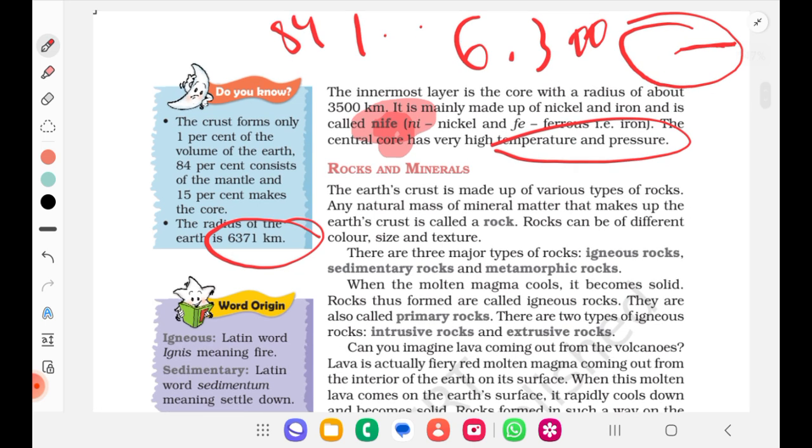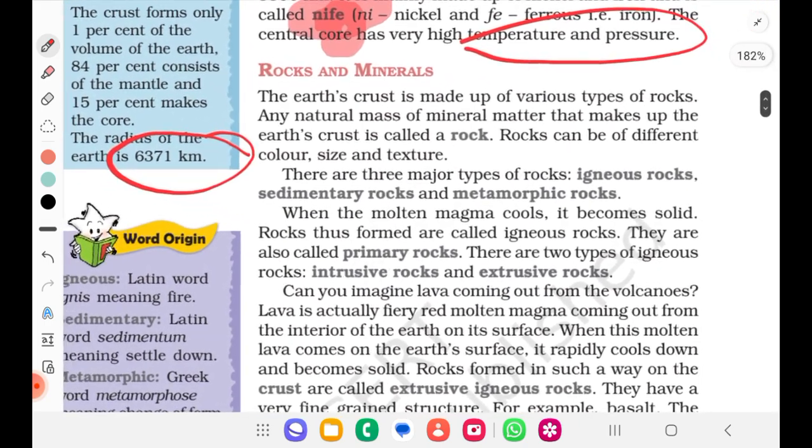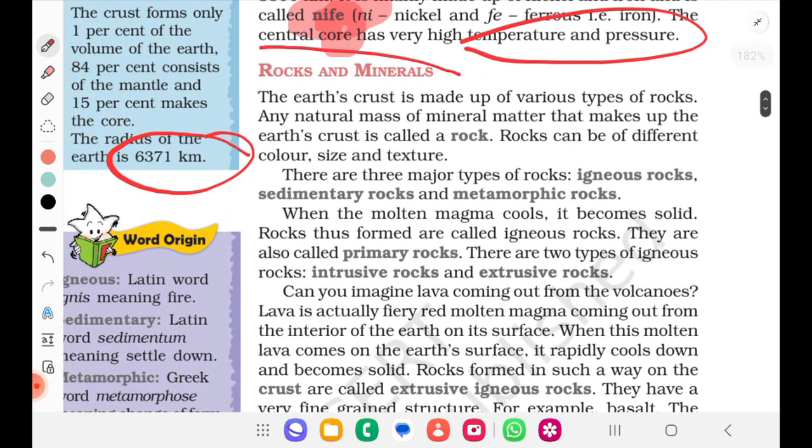Okay. Next, rocks and minerals. Now we have seen what all is there, the different layers. And we already studied in the last class that the lithosphere is made up of rocks and minerals, if you remember. So now in depth we are studying rocks and minerals. That's how you should connect different chapters of NCERT, okay.